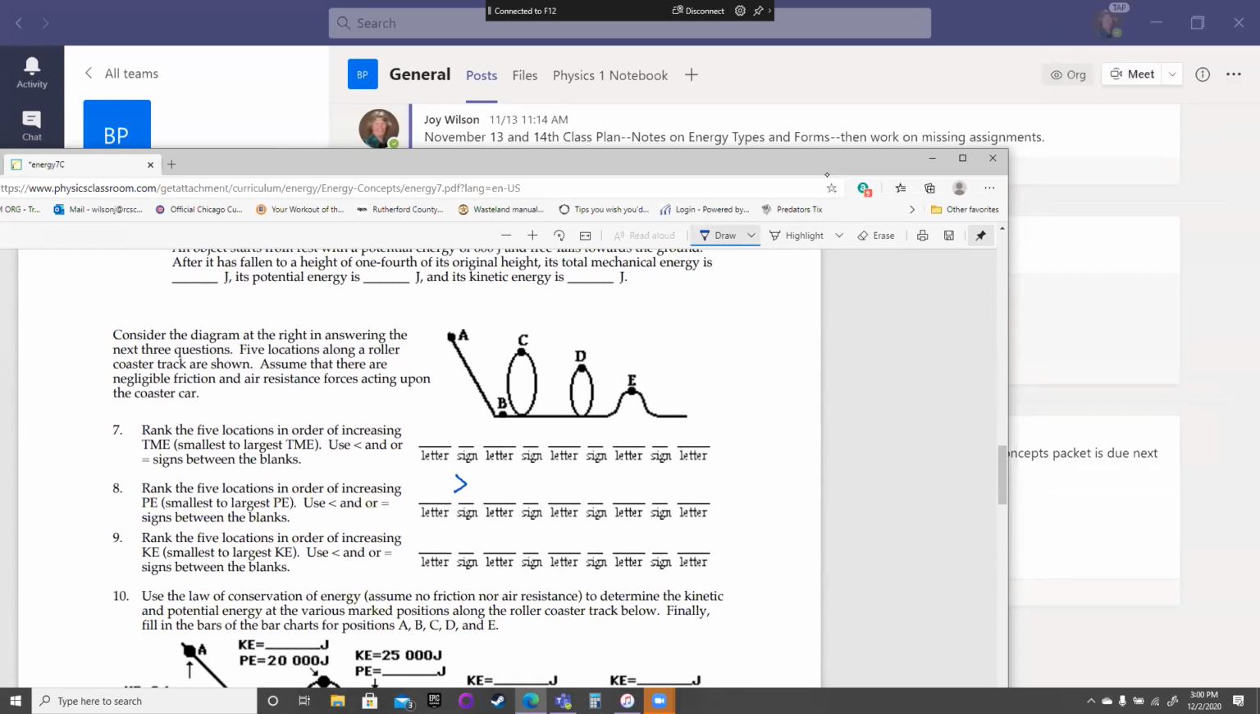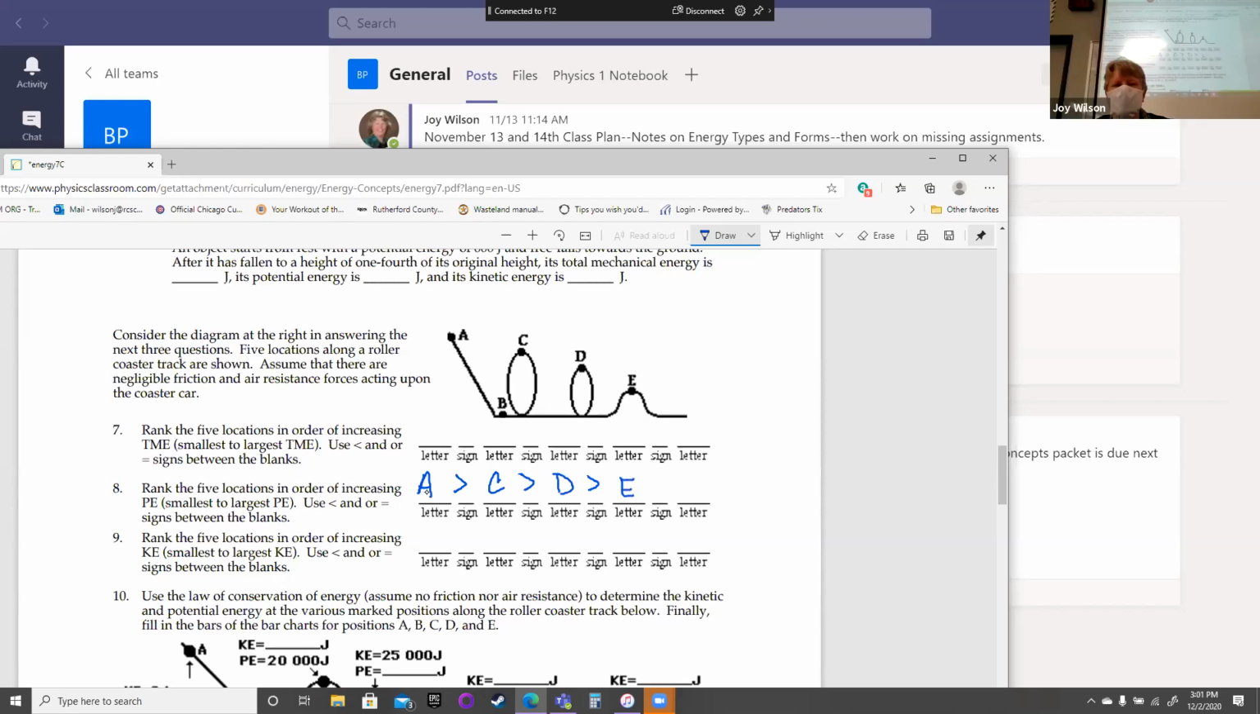A. The highest point is going to be your most potential energy. Who's going to be next? C. And then D, then E, then B. So we just go down the hill, right? B is the smallest because it's the lowest point. Then they're going to ask you when you're going fastest. That's another piece they're going to ask. So that's kind of how those go.